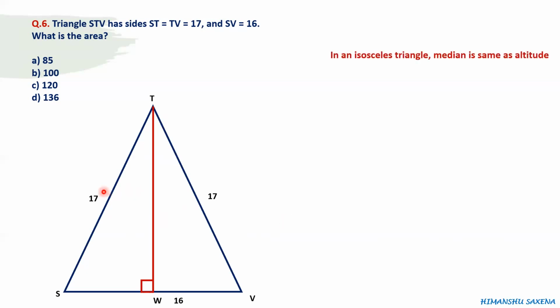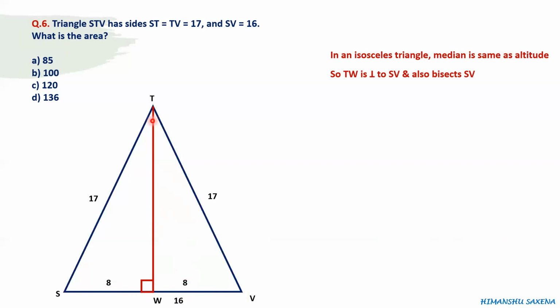Now this is an isosceles triangle. Both these sides are equal. So in an isosceles triangle, median is same as altitude. So this is not only the altitude, this is also the median, which means the opposite side is equally divided by this. So TW is perpendicular to SV and is also bisecting SV. So these two line segments SW and WV will be equal, and these would be equal to 8, because the length of the whole side is 16. So when you divide it equally, it becomes 8 and 8.